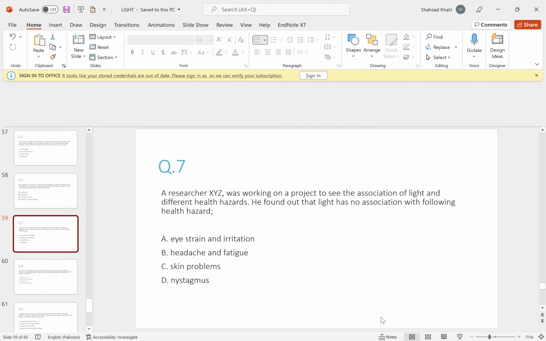A researcher, XYZ, was working on a project to see the association of light and different health hazards. He found out that light has no association with the following health hazard: A, eye strain and irritation; B, headache and fatigue; C, skin problems; D, nystagmus. The correct answer is D, nystagmus, because it is a problem in which there is a lack of communication between eye and brain, and it has no concern with light.